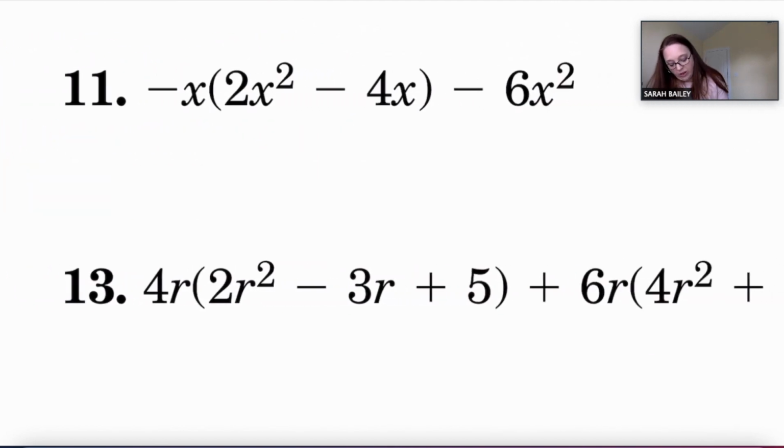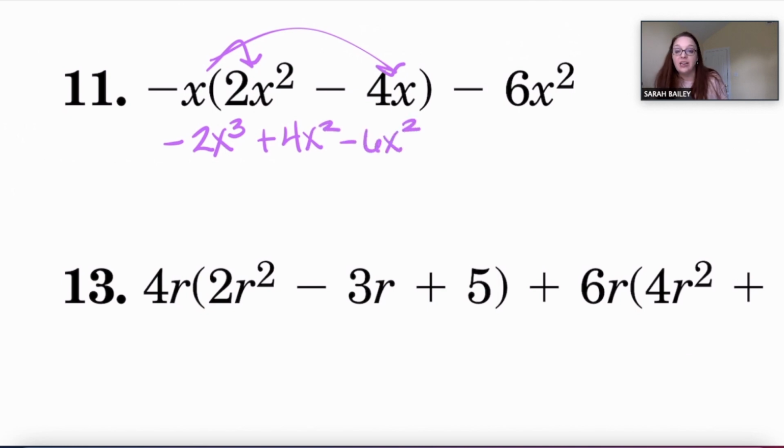Let's go to number 11. Again, you're going to start off by distributing. So negative x times 2x squared would be negative 2x cubed. Then we'll do negative x times negative 4x. So that would be positive 4x squared. Then bring down the minus 6x squared. And I see I have like terms. That 4x squared minus 6x squared. So that'd be negative 2x squared.